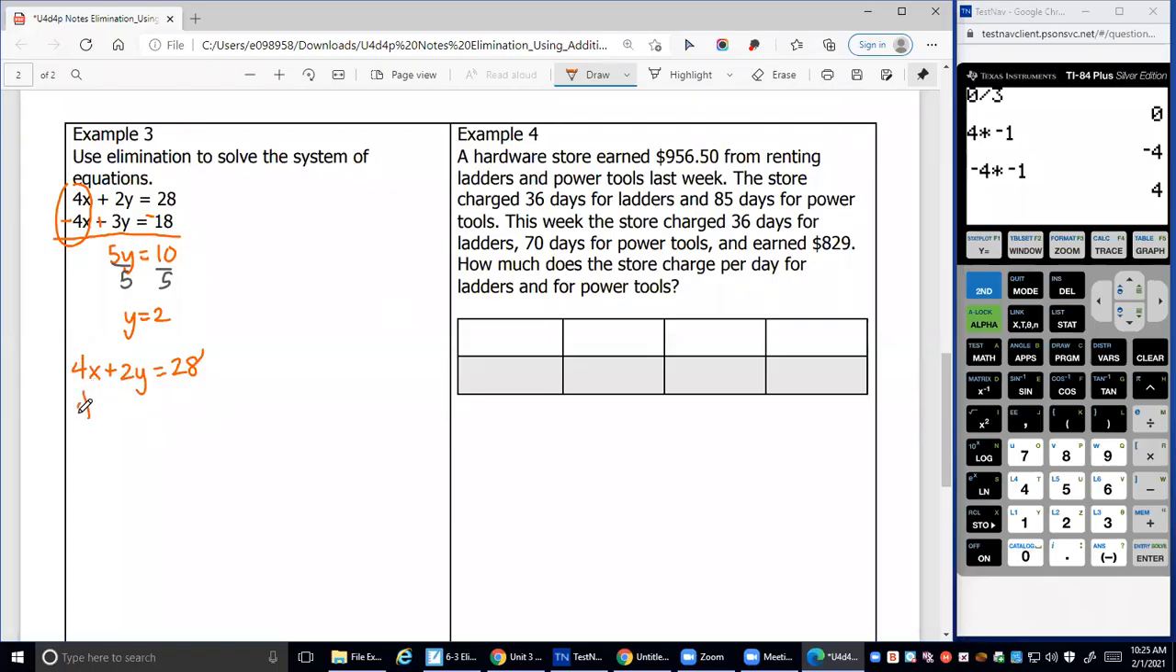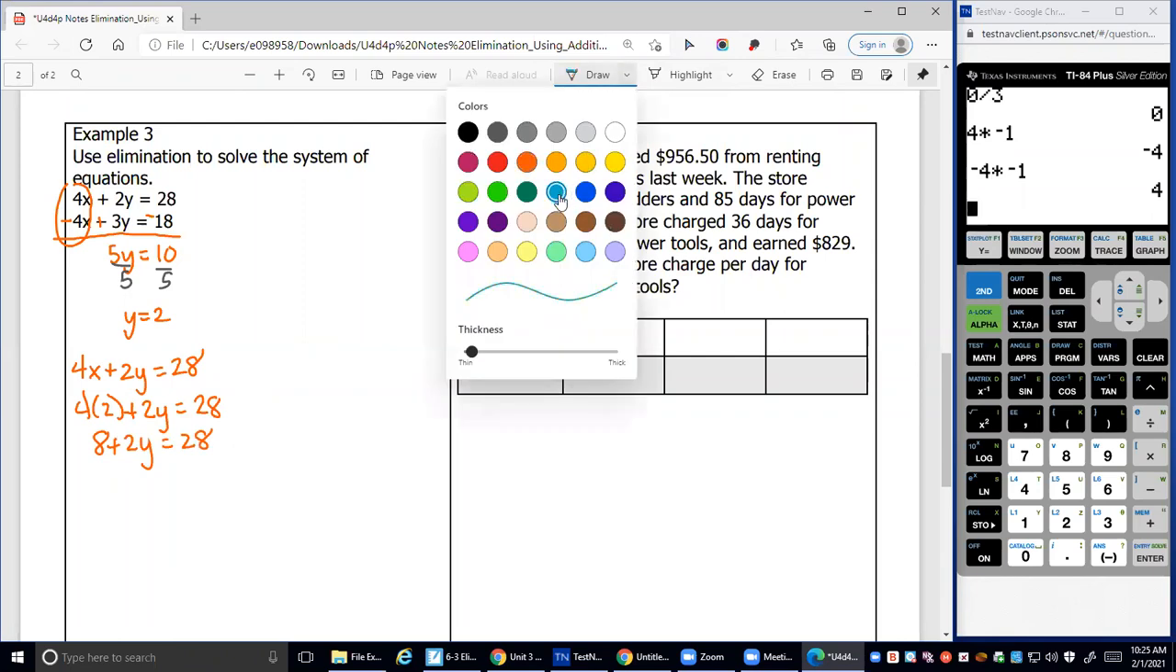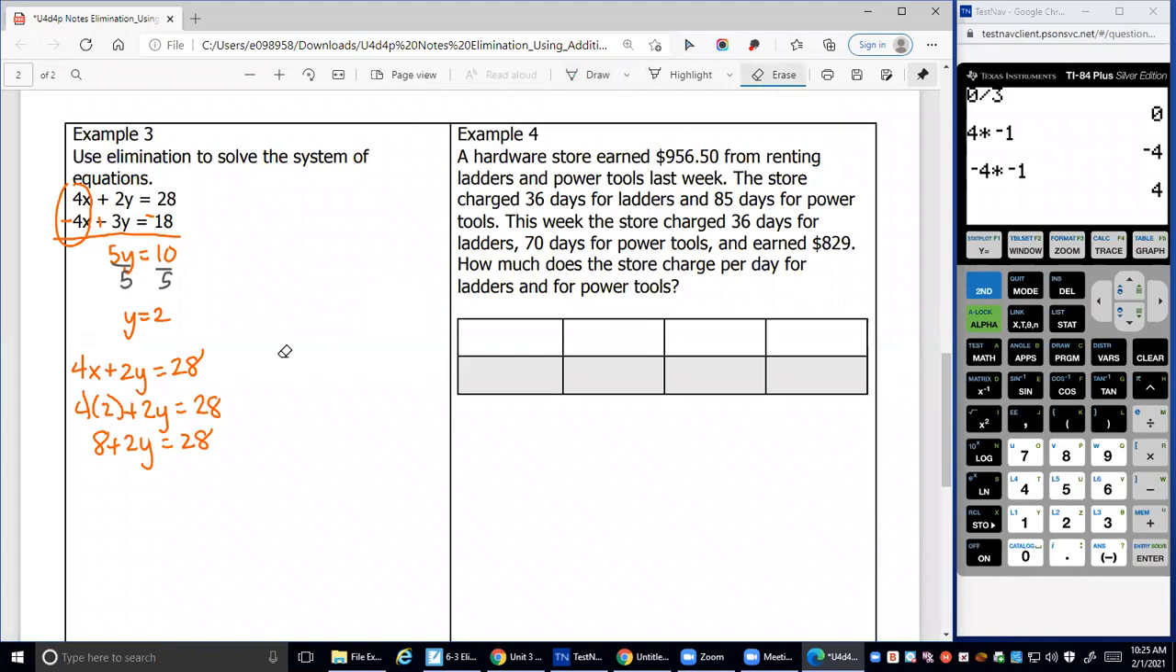So that's going to be 4 times 2 plus 2y equals 28. 4 times 2 is just 8, right? Plus 2y equals 28. So now we're going to... plus, what happened? You put 2 for the x instead of the y. Oh no, thank you. Thank you for letting me show you what not to do. And double watch your stuff, yes, because that's the difference between right and wrong.